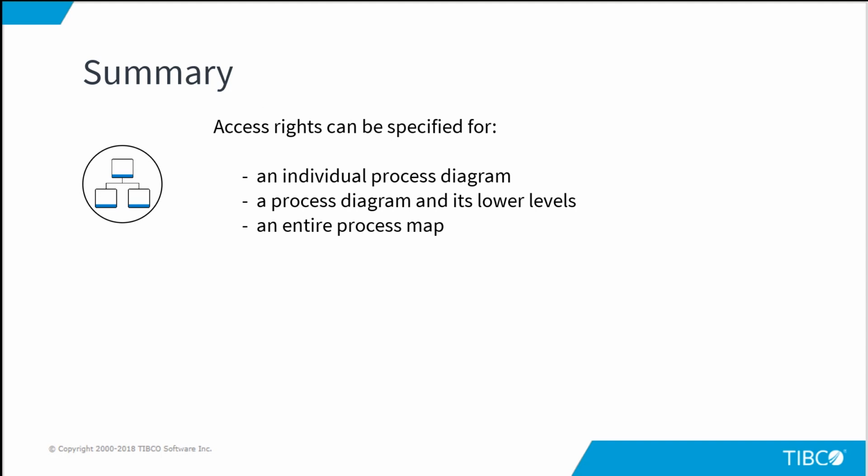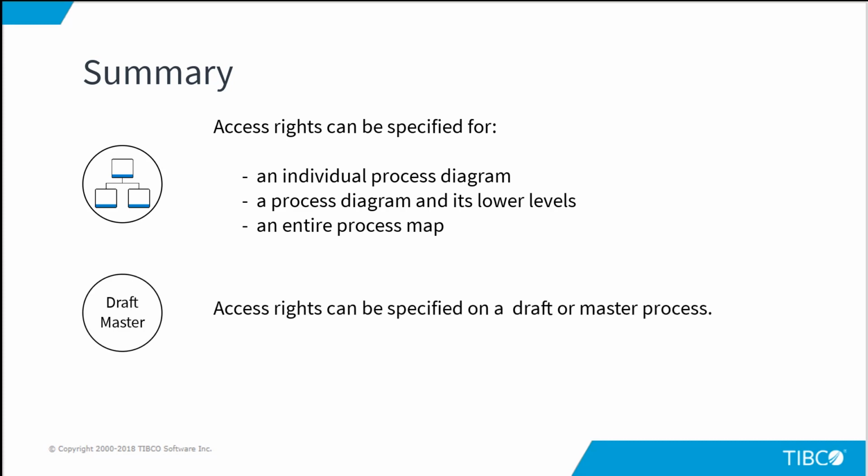In summary, access rights can be specified for an individual process diagram, a process diagram and its lower levels, or an entire process map. And different access rights can be specified for a draft or a master process.